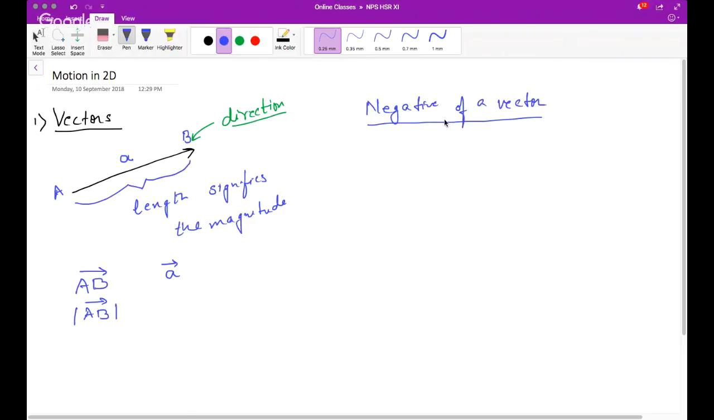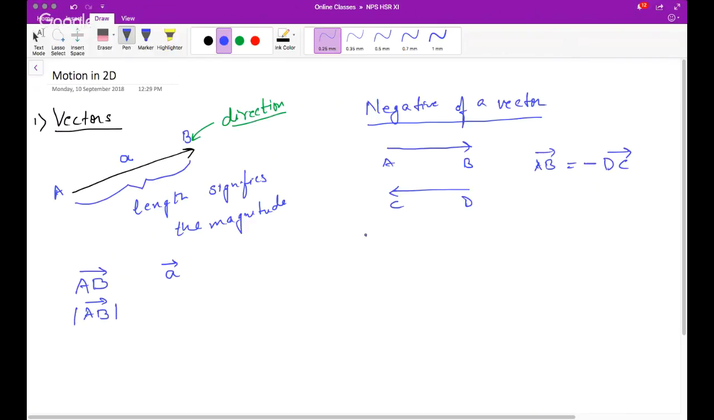So what is the negative of a vector? The negative of a vector is nothing but a vector, for example, if this is vector AB, then this is negative AB, right? So let's say CD. We say that vector AB is equal to negative DC, so origin to the end. This is what the negative of a vector is.